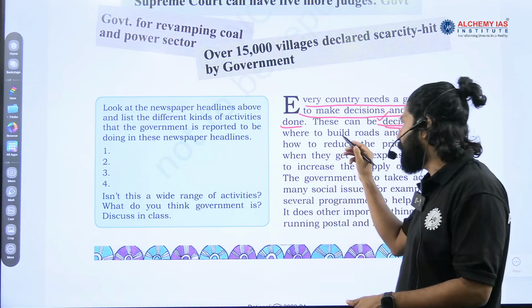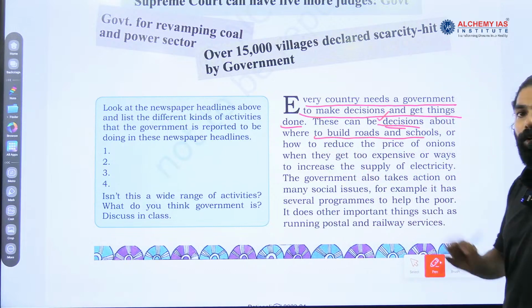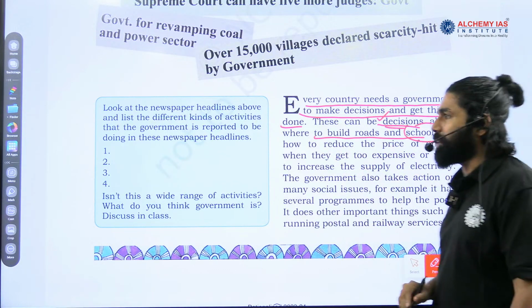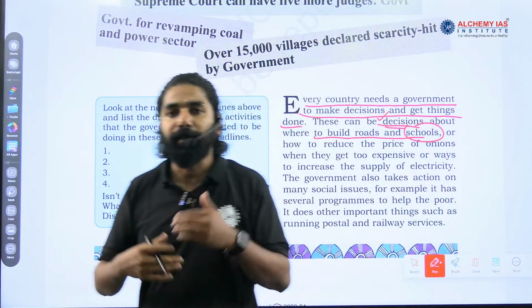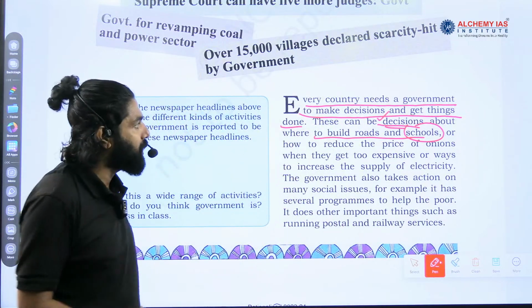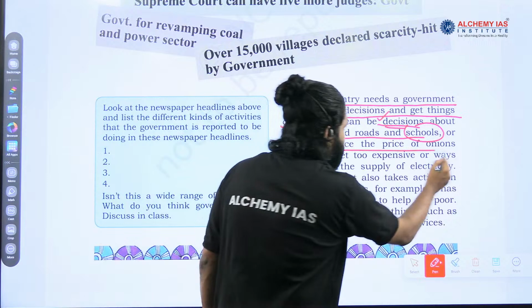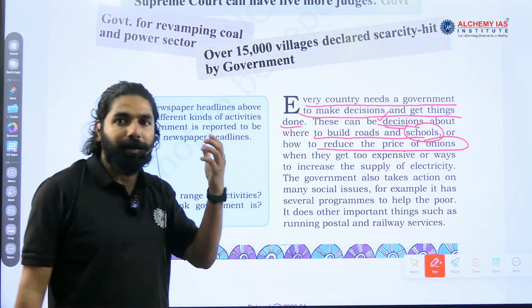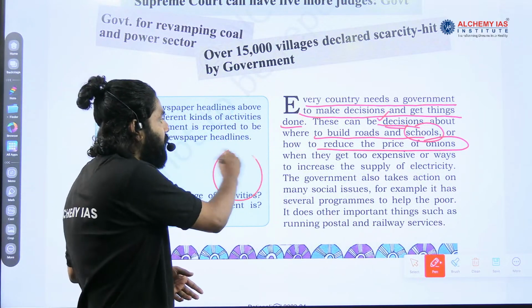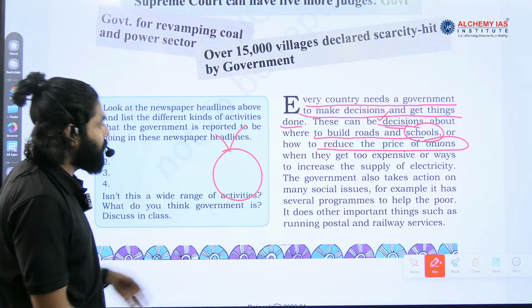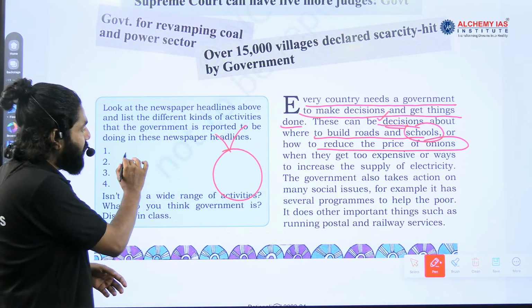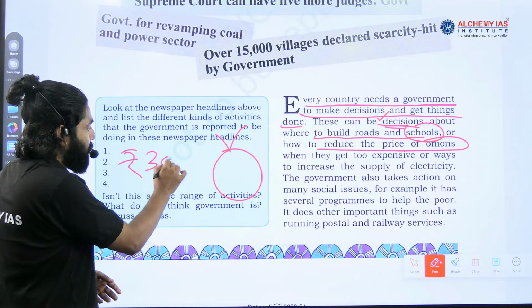For ensuring welfare, we have seen roads built by the government, and schools constructed by the government in order to ensure access to education, to reduce the price of onions, or even a price increase. For example, if in our market the price of 1 kg of onion was previously 30 rupees.